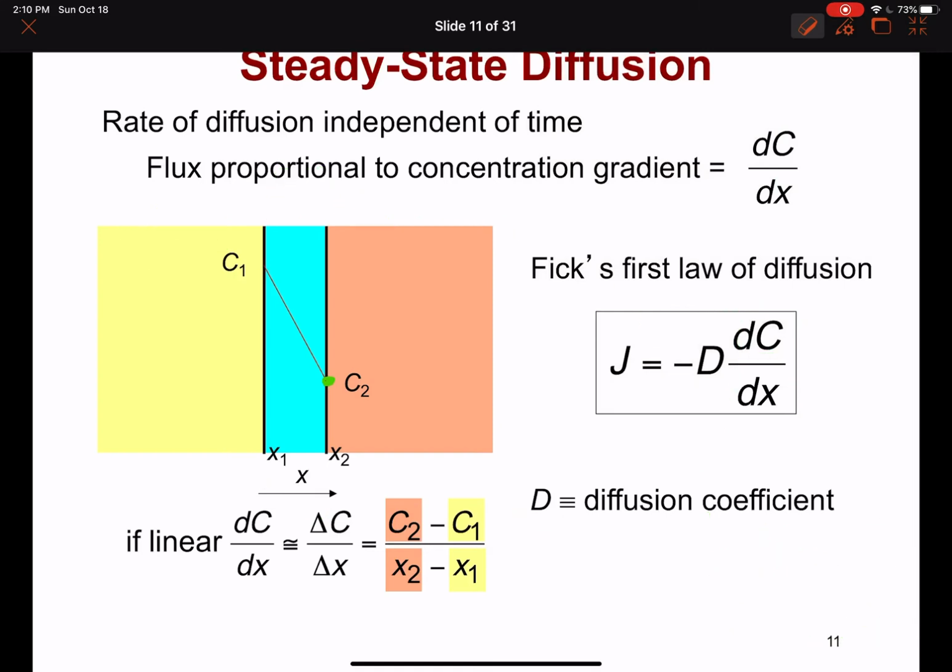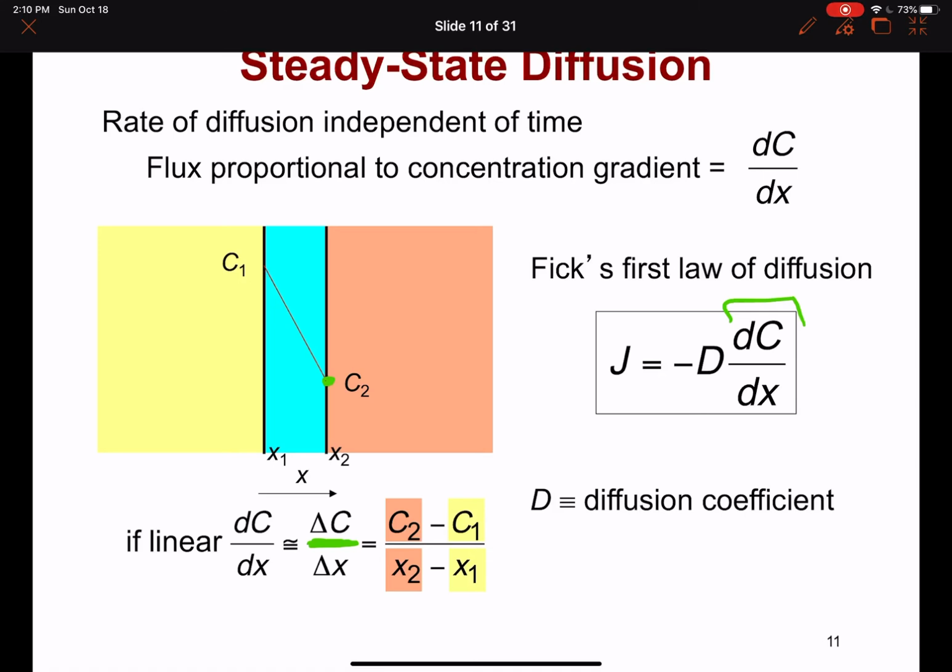Okay, so how does this work? Well, certain materials have a linear permeation flux, so the gradient from C1 to C2 will be linear. And if that's the case, the right-hand piece of the equation is simply the delta C and the delta X, okay?